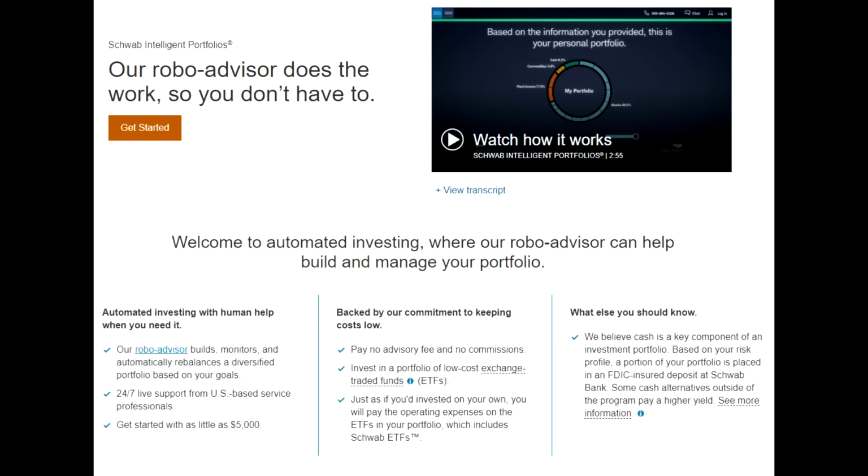Also, Charles Schwab offers a free robo-advisor called Schwab Intelligent Portfolios. The only downside is there is a minimum investment of $5,000, but essentially it's a 100% free robo-advisor. You answer a questionnaire and Schwab will build you a custom portfolio that you can invest in for free. So that's another great option there for you if you want to follow a more passive investing strategy.